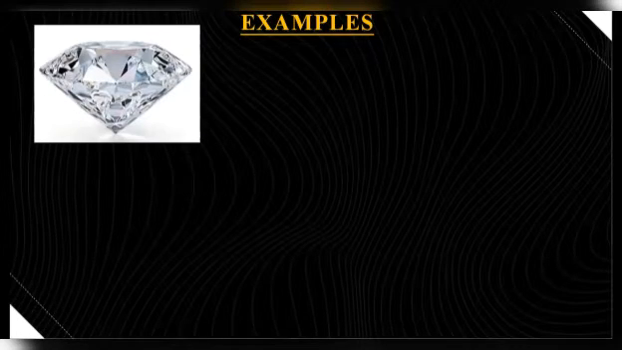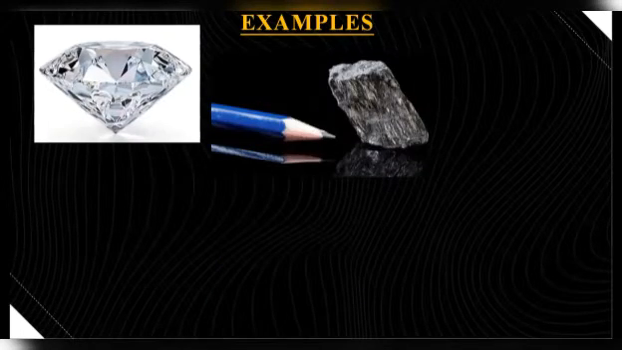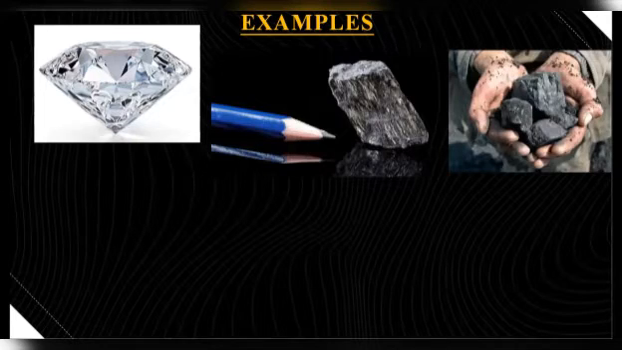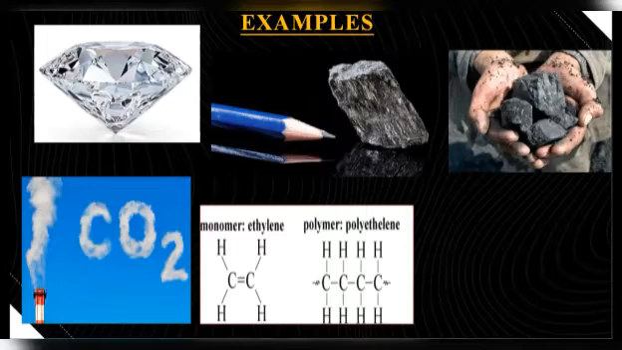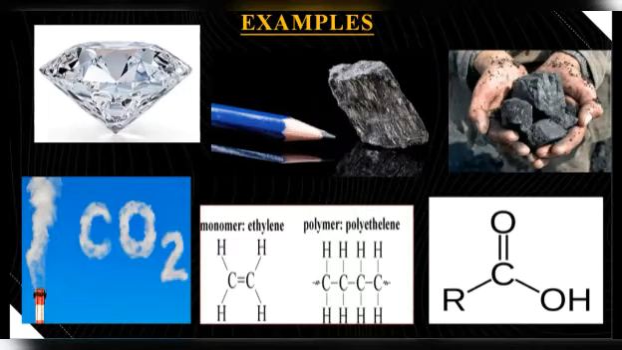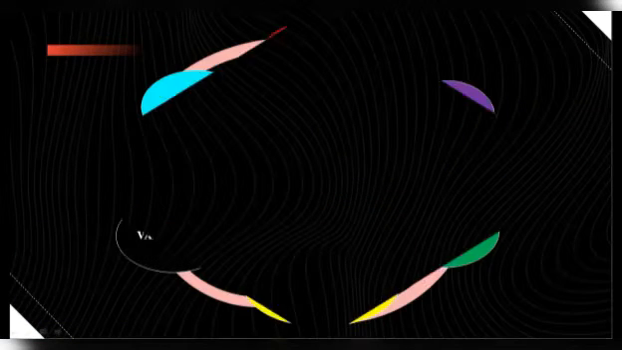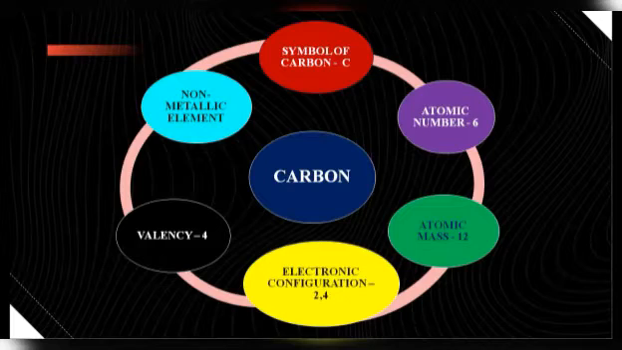Some examples of free state are diamond, graphite, and coal, whereas in the combined state, carbon can occur as carbon dioxide, polymers, or as functional groups such as carboxylic acids, esters, etc. The element carbon is usually denoted by a symbol that is a capital C. It has an atomic number of 6, atomic mass of 12 and electronic configuration of 2, 4. It has a valency of 4 electrons and it's a non-metallic element.